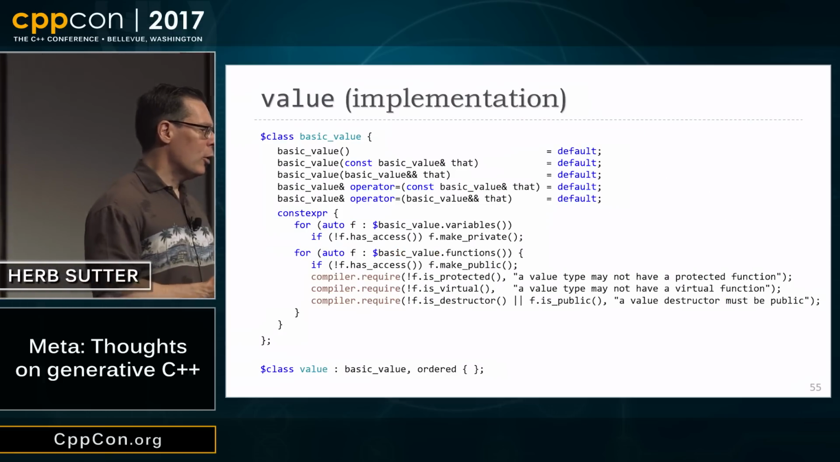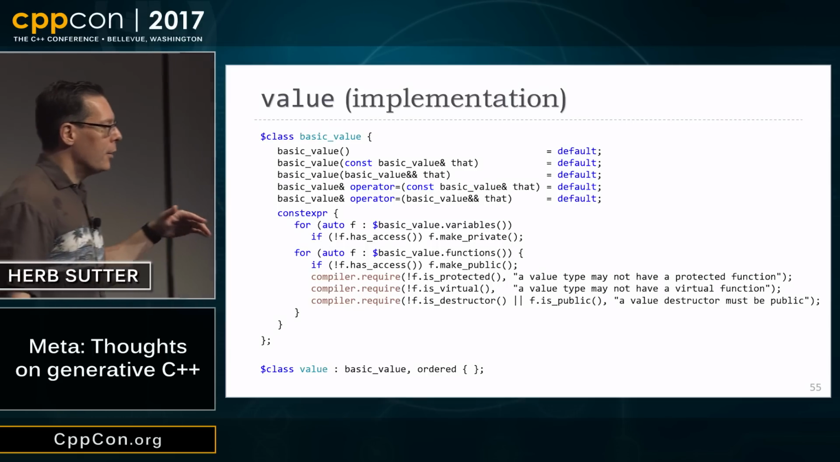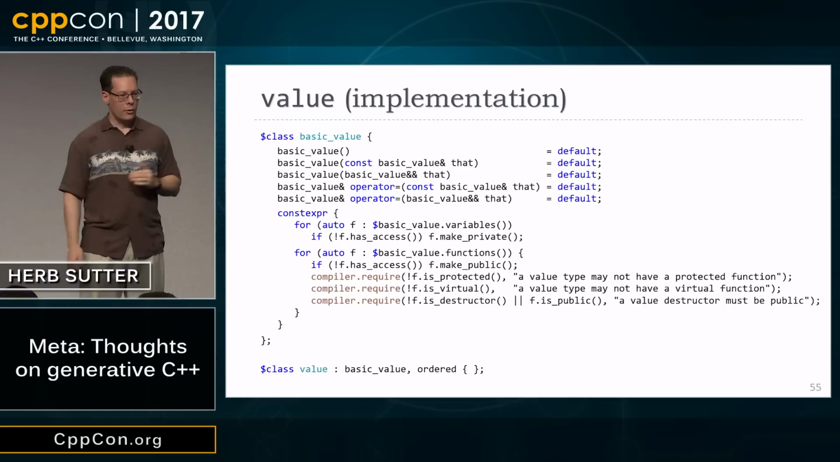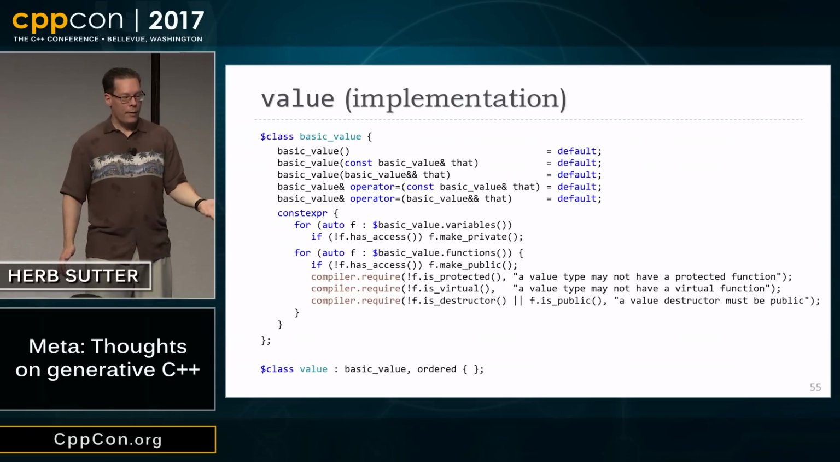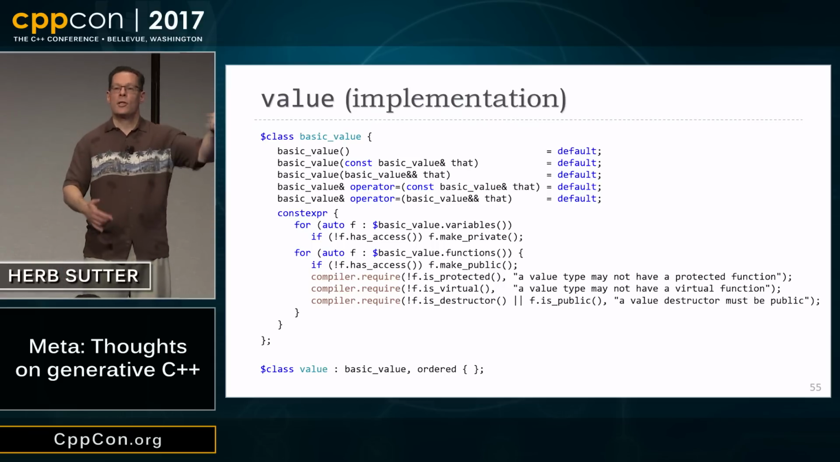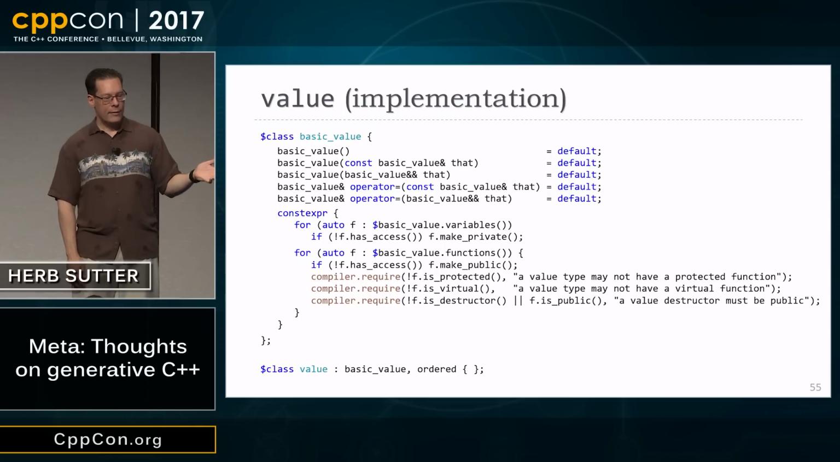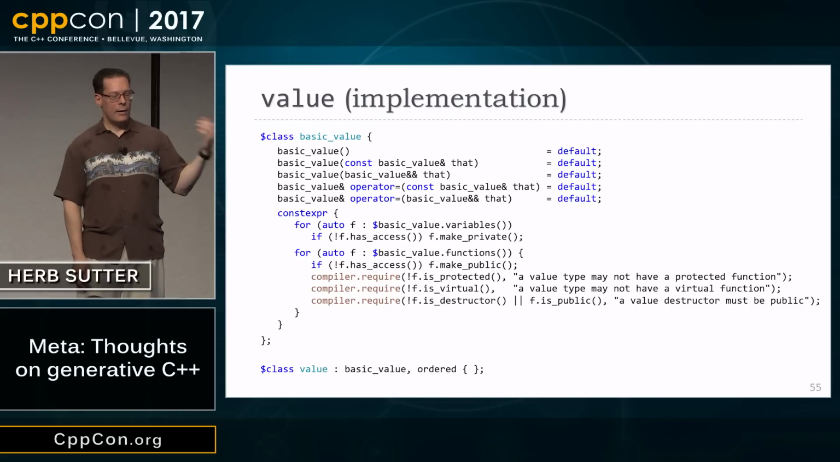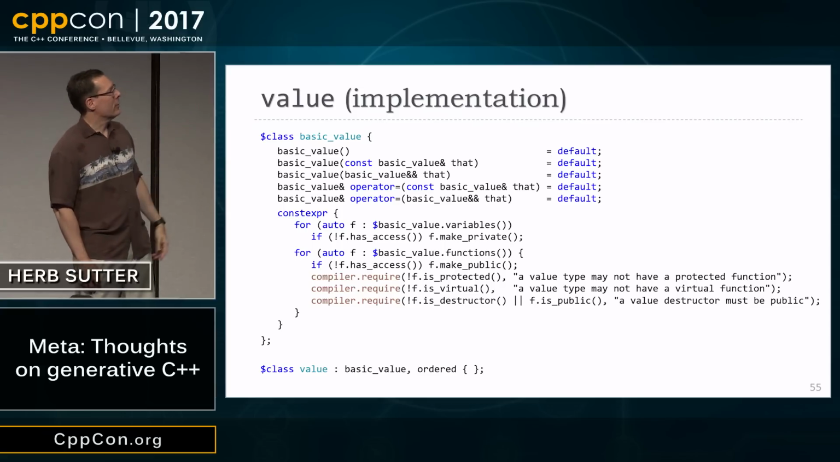Here's what the implementation would look like. I won't go through it in detail, but you'll notice that at the top, you get all your basic functions, and we require that they be defaulted. You could actually write code that just tests for them and injects them if they're not there. Then in the constexpr block, we make sure that all the variables, if they don't have an access specifier, are made private. And for every function, if there's no access specifier, it's public. And we make sure it's not protected, virtual, or a destructor with a nice high-quality error message.